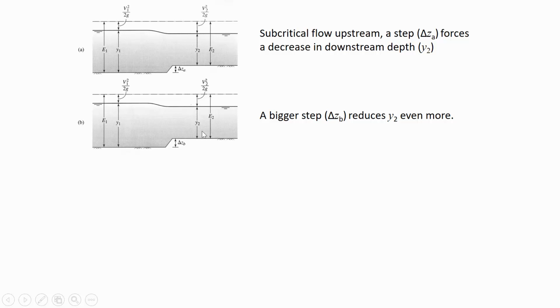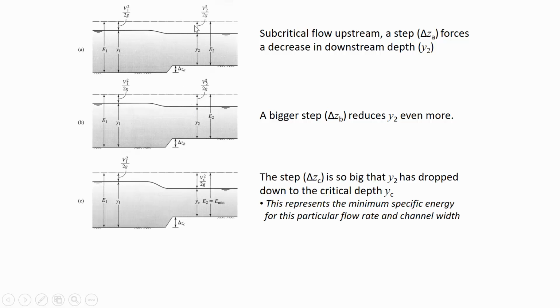And so what does that do to the depth at 2? The depth gets even shallower because now there's less energy than there was before. And so you'll notice that the velocity head is going to be a little bit larger than in the first case. Now, if we keep increasing the step height so that now we're causing the critical depth at the downstream location, that's as far as we can go. There's no more efficient depth than the critical depth. So now we've kind of maximized the height of the step that's allowable.